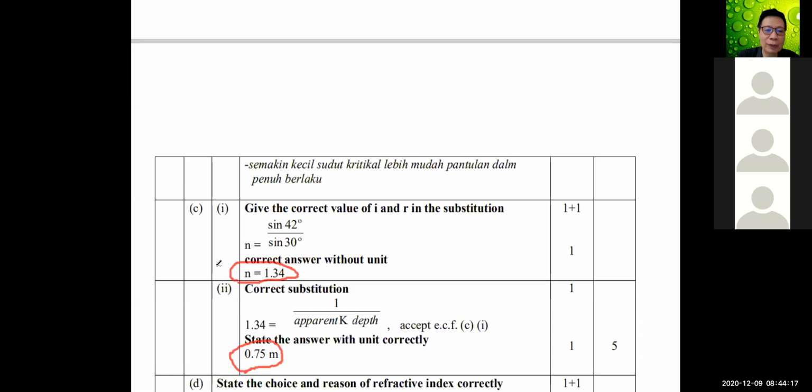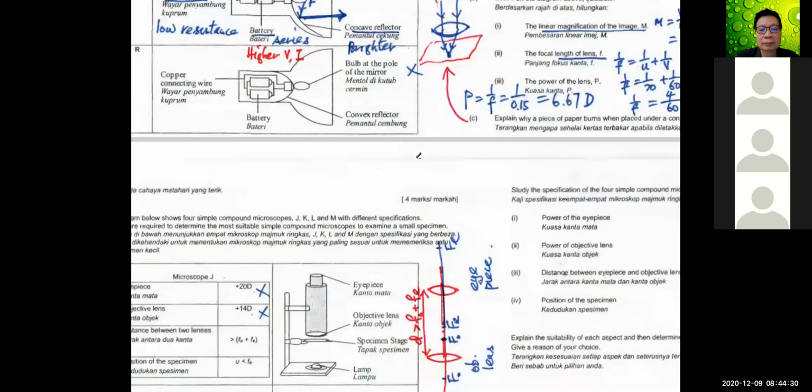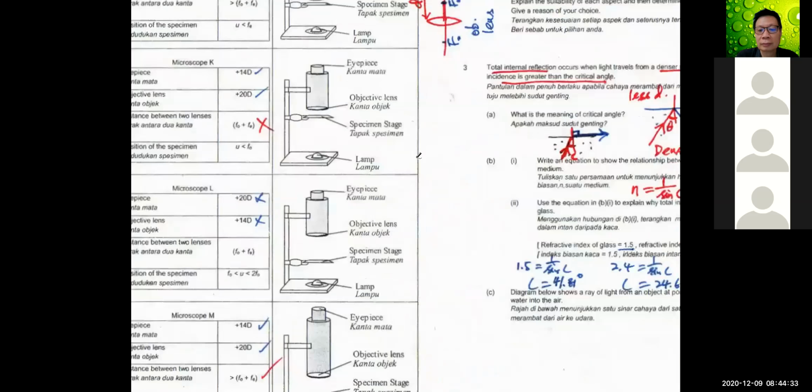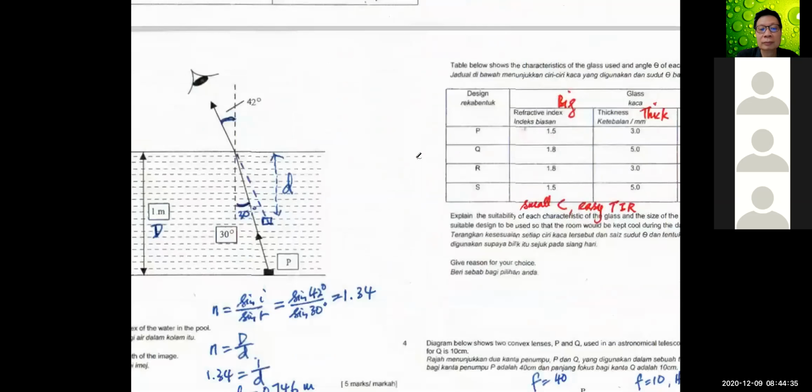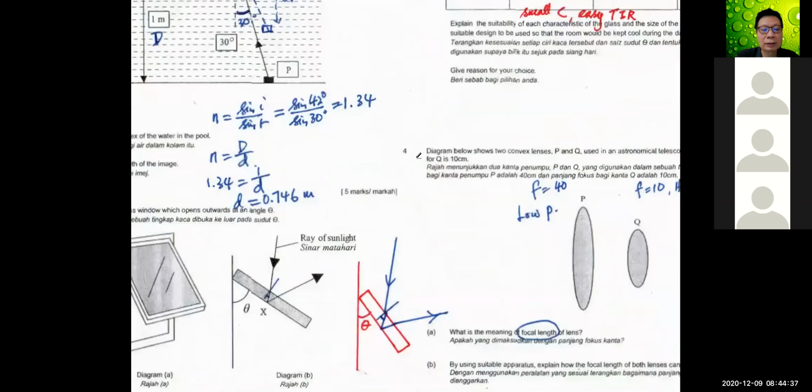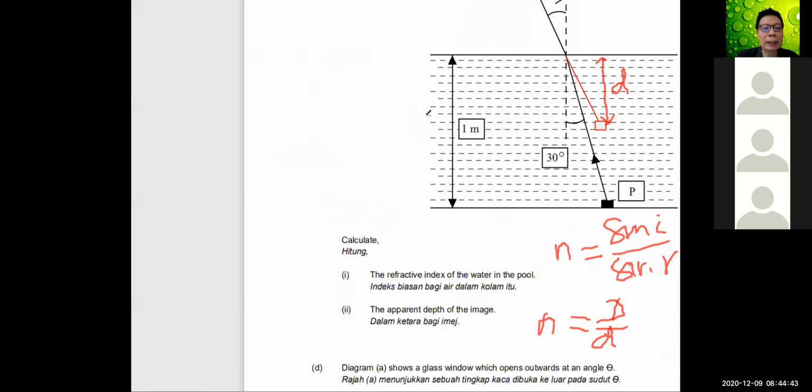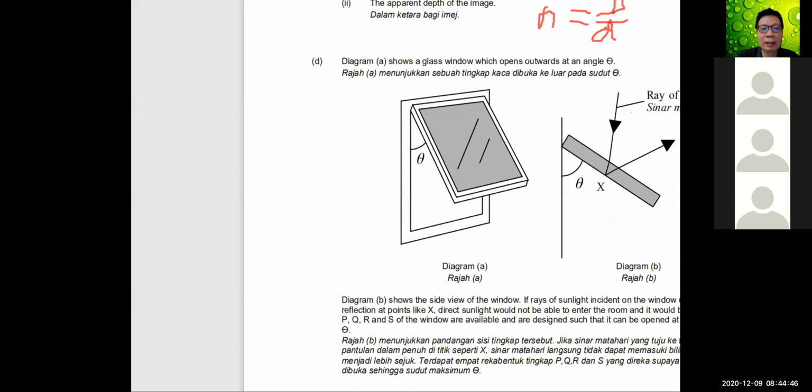Okay, come, we move to the next part. Next part will be a little bit more difficult. The question is more difficult. Okay, come, look at here. I think I use this one. Okay, next question.